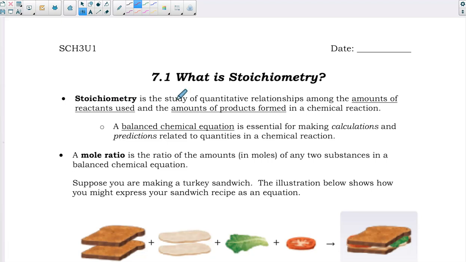Today we're going to take a look at section 7.1, what is stoichiometry? Stoichiometry can be defined as the study of quantitative relationships among the amounts of reactants used and the amounts of products that can form in a chemical reaction.